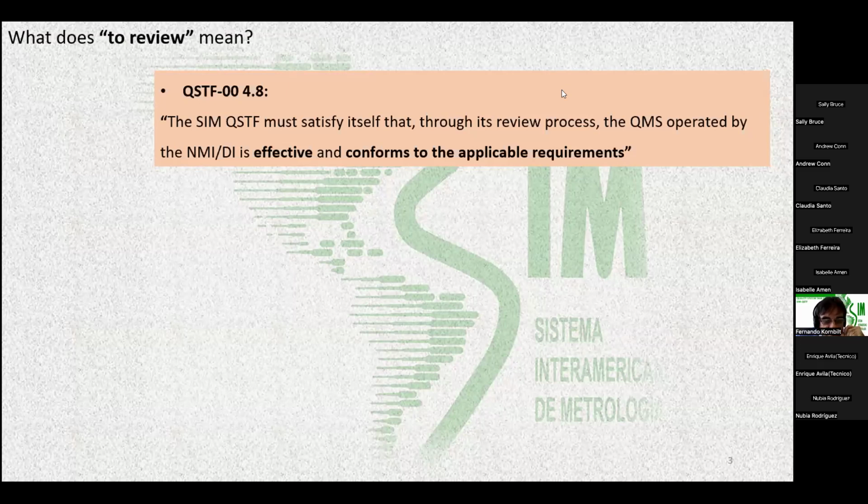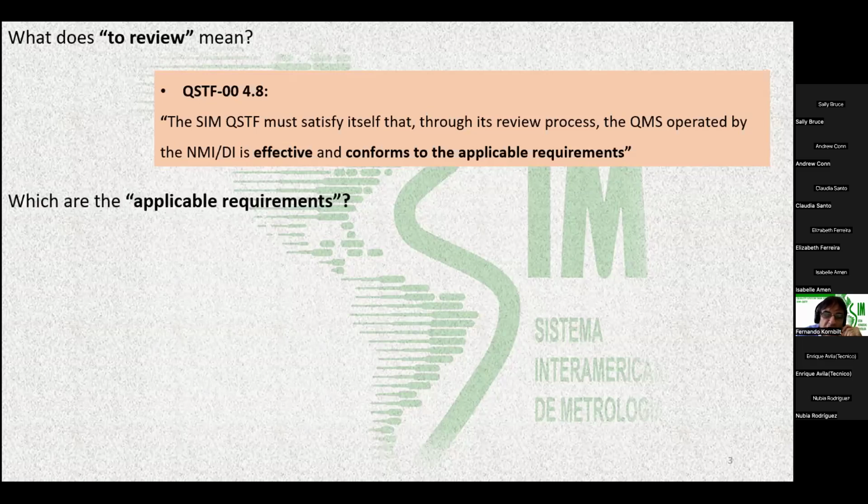Lauren said to review that the information is relevant and current. Good answer. And then I have a third question. What does it mean for the system to be effective? Effective means that it complies with its own objectives that are duly documented. And what does it mean to conform to applicable requirements? Diana says to review is to verify that the implemented system complies with the reference international standards. Well, yes, it's related to this.